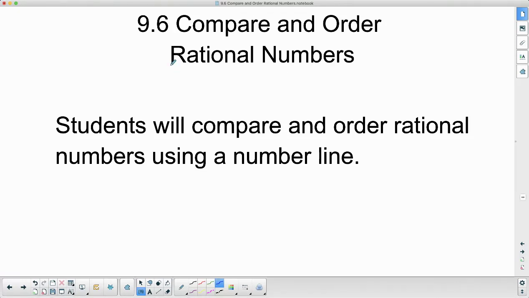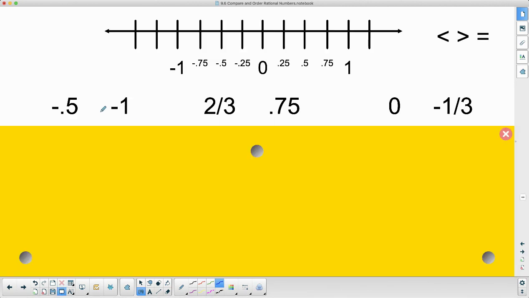We are going to be comparing and ordering more rational numbers today. We're just going to be using some harder problems as we practice today. So to start, we're going to go ahead and compare all of these numbers.